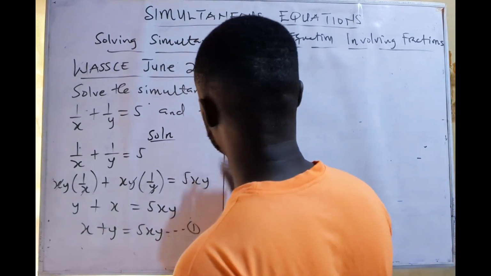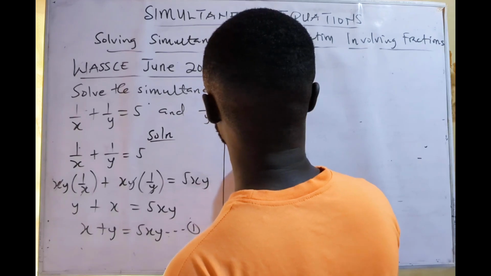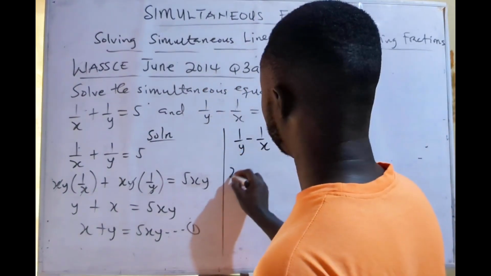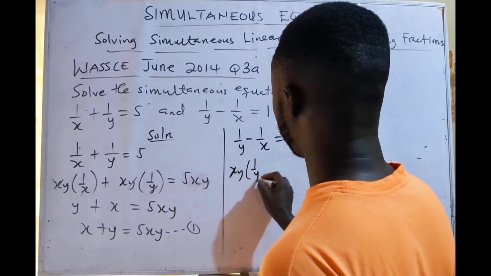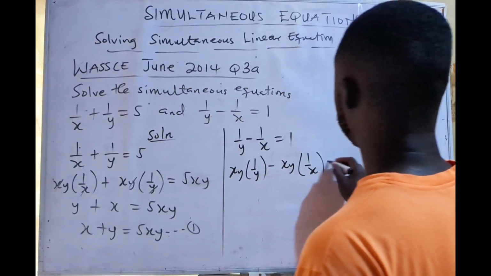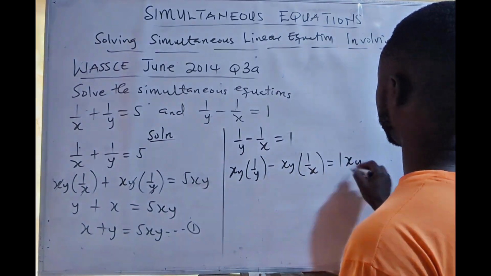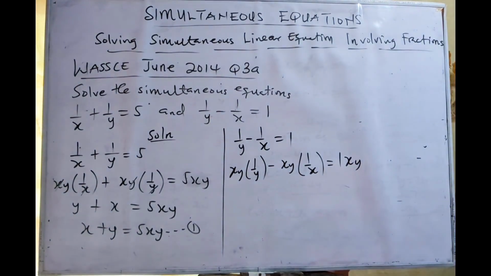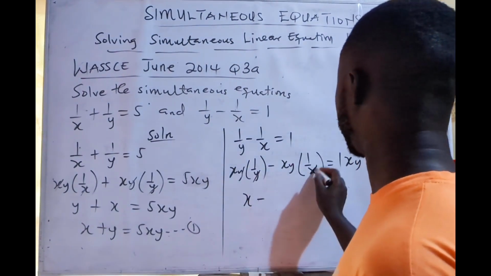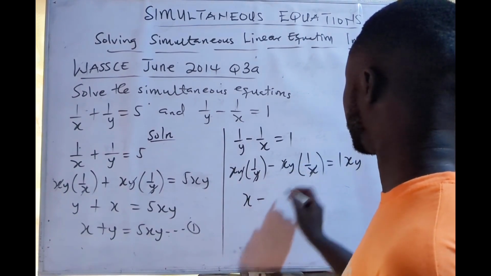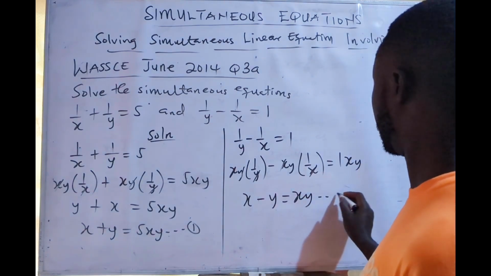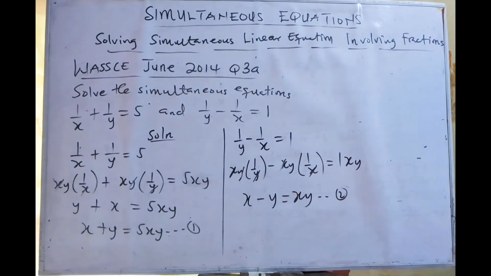Okay, now let's come to the second: 1 over y minus 1 over x equal to 1. And here too our LCM will be xy. So xy is going to multiply 1 over y, minus xy also multiply 1 over x, equal to 1 times xy. Alright. Then y will take off y, so we have x, and then x will take off x, and then y times 1 gives y, equals 1 times xy will give us xy. And we have our second equation like this.